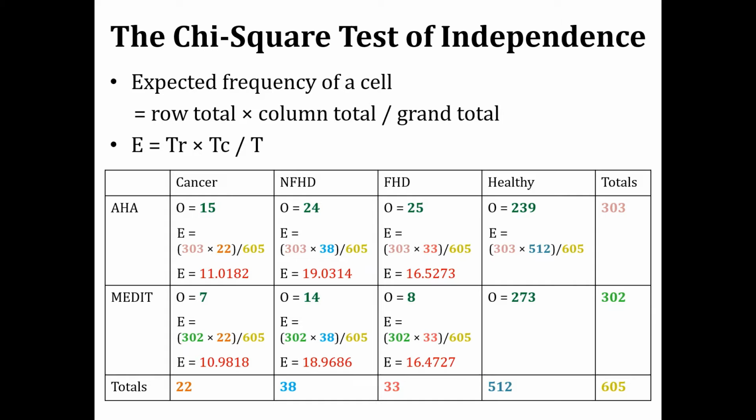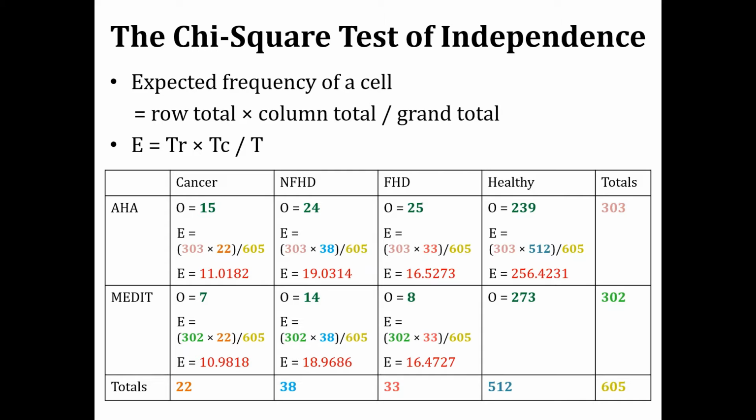Then the next cell is of healthy individuals on AHA diet. The row total is 305 and the column total is 512. They're multiplied and their product is divided by the grand total, which is 605. And the answer is 256.4231, which is the expected frequency of healthy individuals on AHA diet.